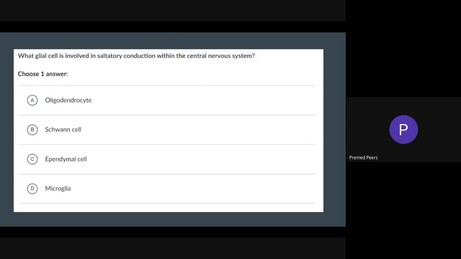So the question here is, what glial cell is involved in saltatory conduction within the central nervous system? The hint here is what glial cell is related to myelin sheaths, which are involved in saltatory conduction. And also keep in mind the central nervous system, because there is a difference between central nervous system and peripheral nervous system anatomy. So if you have any guesses, please feel free to drop them in the chat.